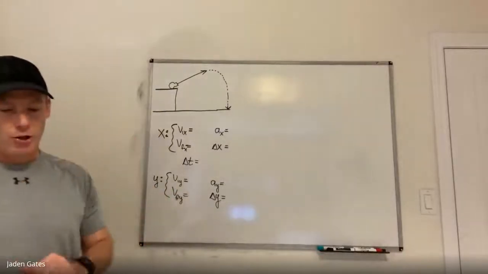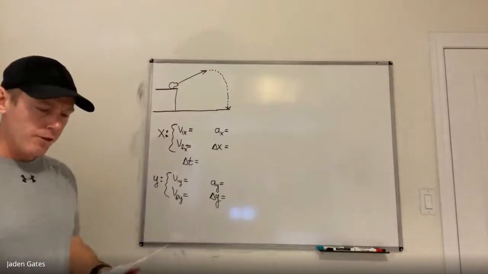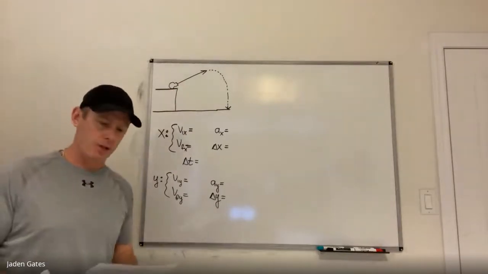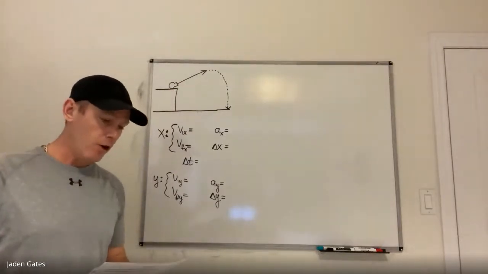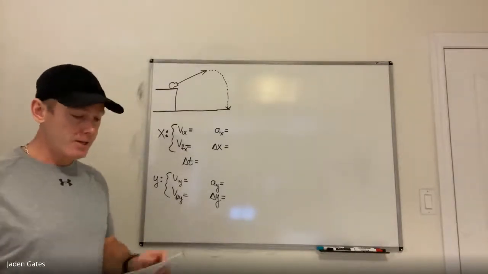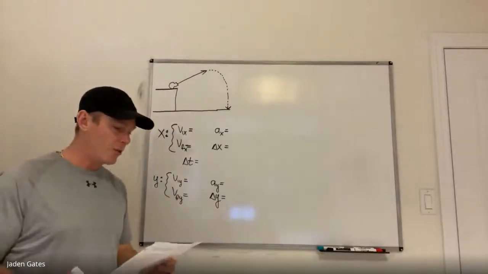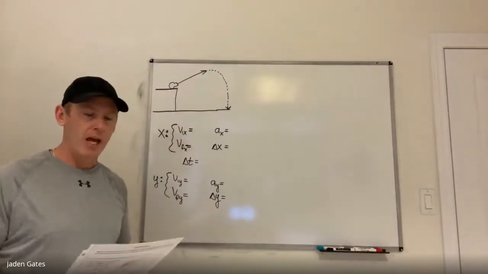A cannonball is shot out of a cannon upwards with a horizontal velocity of 40 meters per second to the right and a vertical velocity of 20 meters per second up. If the cannon is sitting at the top of the cliff that is 100 meters high, we get to A. How far right will the cannonball travel?